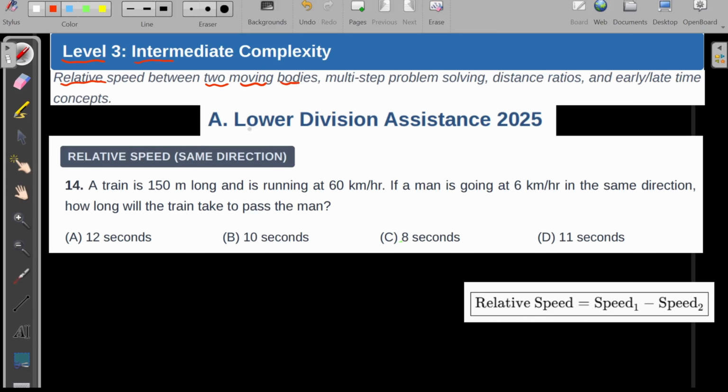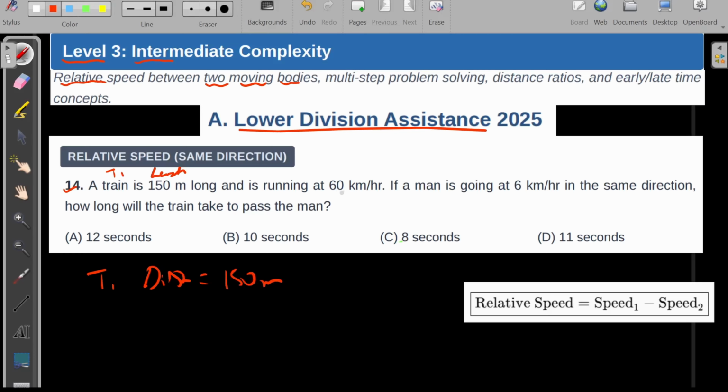Now this question is taken from Lower Division Assistant, that is 2025. That is question number 14. Now from the question, a train is 150 meter long. So the length of the train is 150 meter. So this is the first object. So let me write here, train 1, the length or the distance equal to 150 meter.